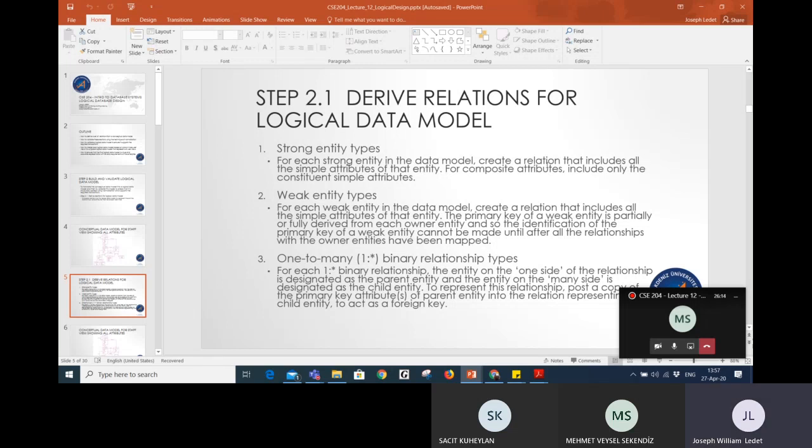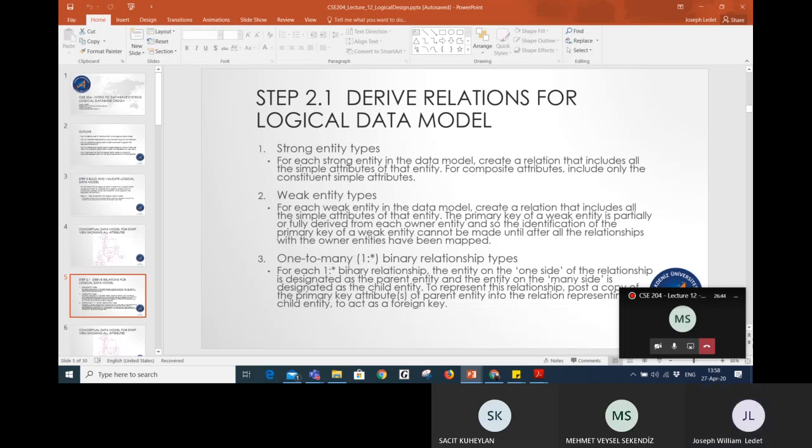We'll talk about composite attributes later. All right. For each weak entity, we're going to create a relation that includes all of the attributes of that entity, and then we're also going to make a primary key from the owner entity. Okay. We'll get to that in just a moment.